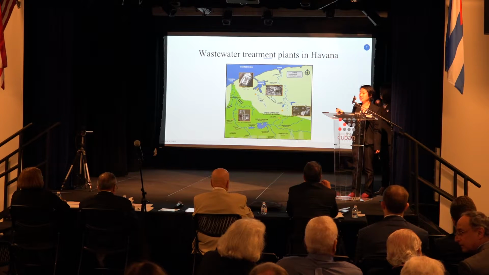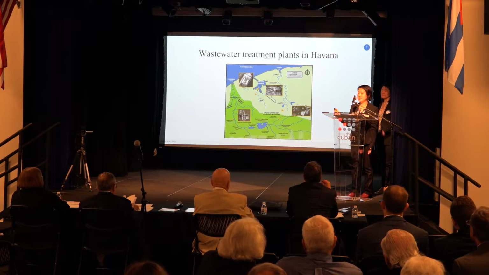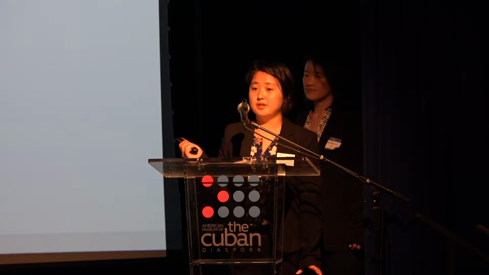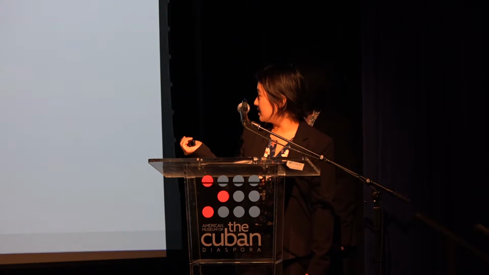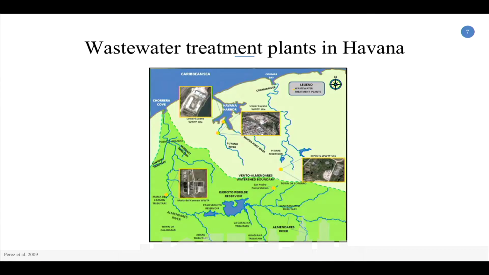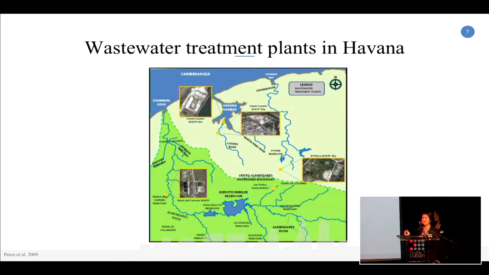However, unfortunately, these are not operating up to capacity, which means that a lot of the wastewater discharge from industry, agriculture, and municipal wastewater is discharging directly into the surface waters. And you may know that the Almendares is hydraulically linked to the Vento Aquifer, which is a lot of the drinking water supply in Havana, Cuba.